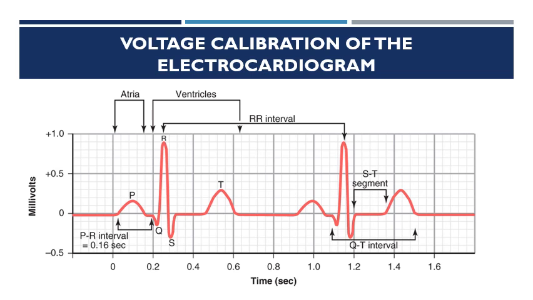First we will discuss the voltage calibration of the ECG. From this strip, you can easily see that the ECG strip is composed of large boxes, and within the large boxes, the small boxes are present. Each large box is composed of vertical lines, and in the same manner, horizontal lines.